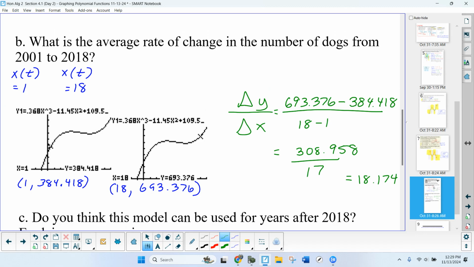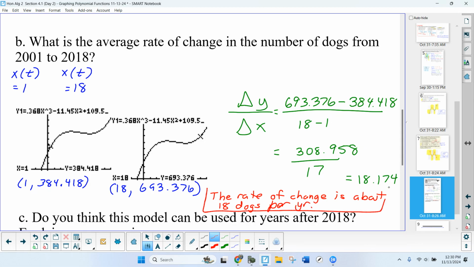So that means the rate of change is about what? About 18 dogs per year. So that means we're going up 18 dogs per year.